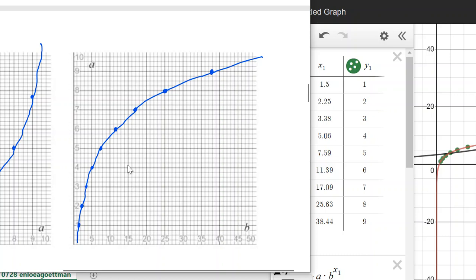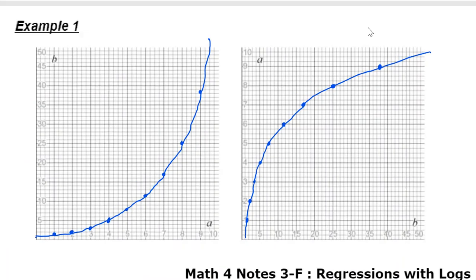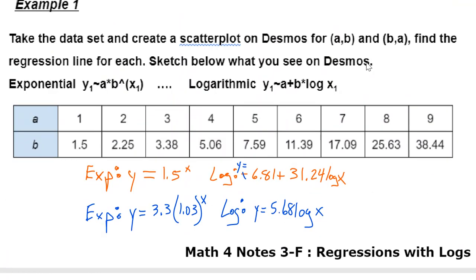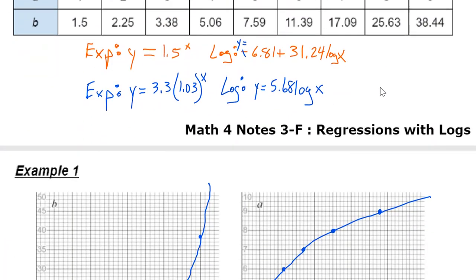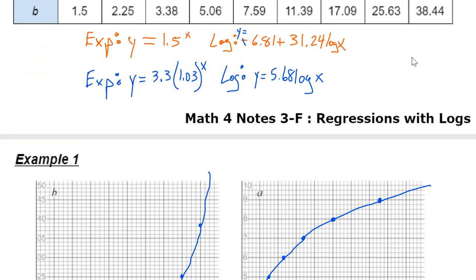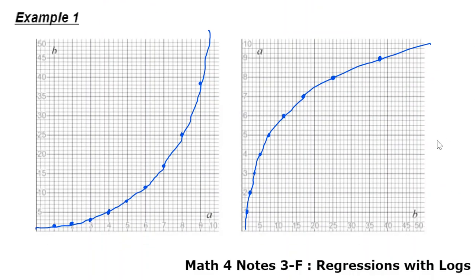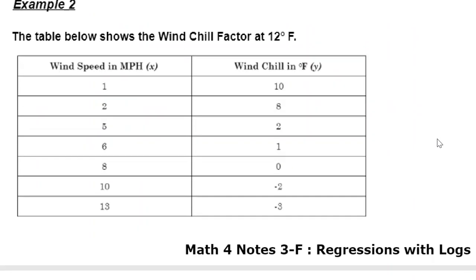So we get the idea that if we had drawn them on the same scale, on the same graph, they would have appeared to be reflections of each other across y equals x. All right, so we've found the regression lines for each. All right, let's move on to the next one.